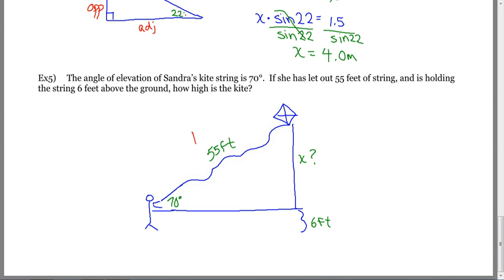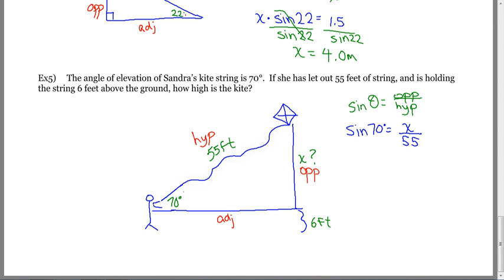Let's label a triangle. This is my hypotenuse, easily. The dot goes there, adjacent on the bottom, and opposite is what I'm trying to look for. Let's set it up. Sine theta equal to opposite over hypotenuse. I know my angle is 70 degrees, so I'm going to go sine 70 degrees equal to opposite, which is x, over 55.